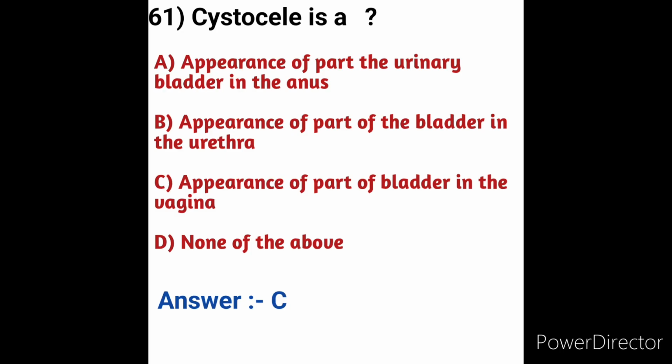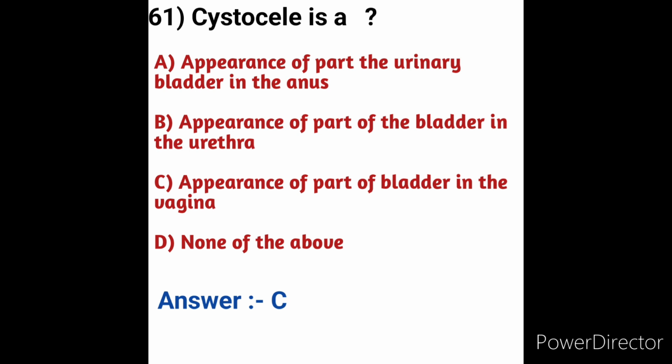The 61st question is: Cystocele is a. We will see the options here. Option A, appearance of part of the urinary bladder in the anus. Option B, appearance of part of the bladder in the urethra. Option C, appearance of part of bladder in the vagina. Option D, none of the above.